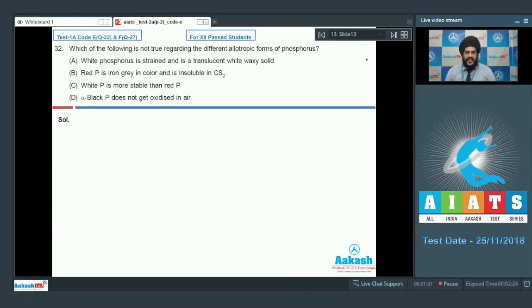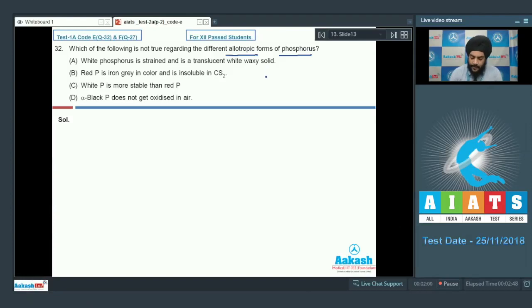So students, this section contains 4 questions which have 4 options each, and out of these 4 options, only one of the given options is correct. So let's start with question number 32. Which of the following is not true regarding the different allotropic forms of phosphorus? So the examiner seems to be interested in knowing about the allotropes of phosphorus.